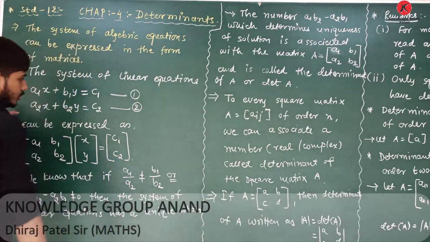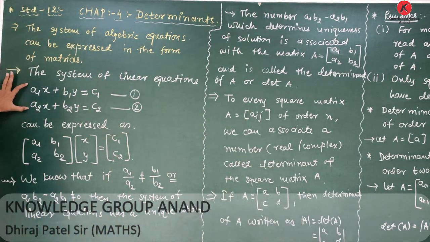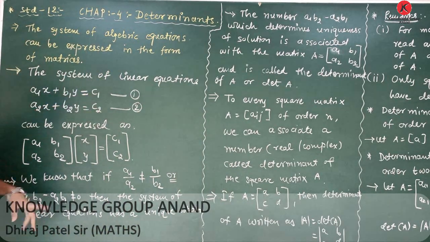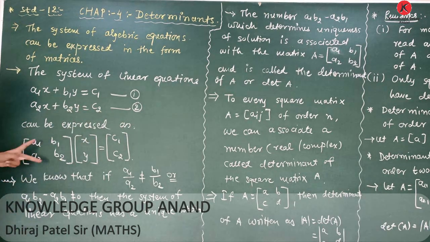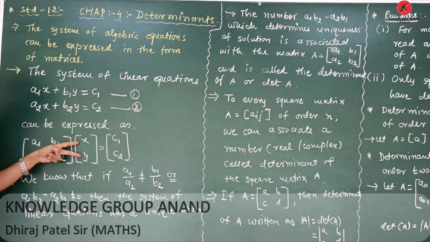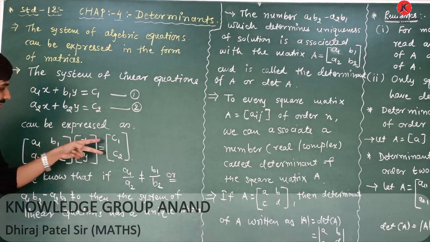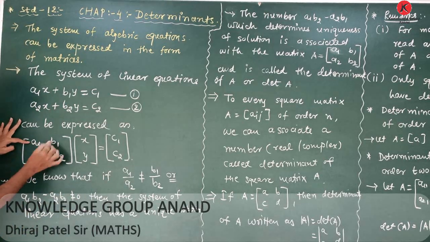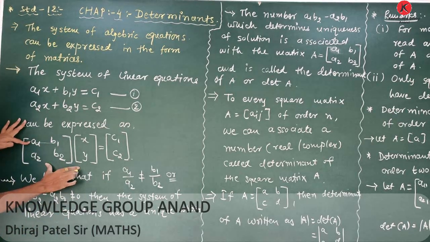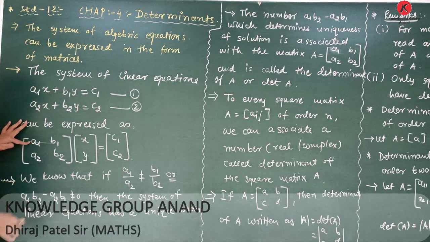Now we know that this system of linear equations can be expressed in form of matrix, or matrices. We know that a1 b1 a2 b2, this is our 2 by 2 matrix. x and y, which are variables, equals c1 and c2. See here, first if we multiply these two matrices, we are getting this equation here.